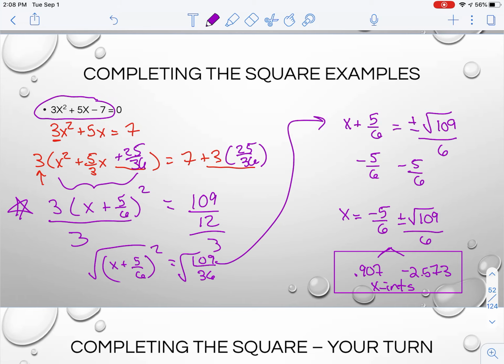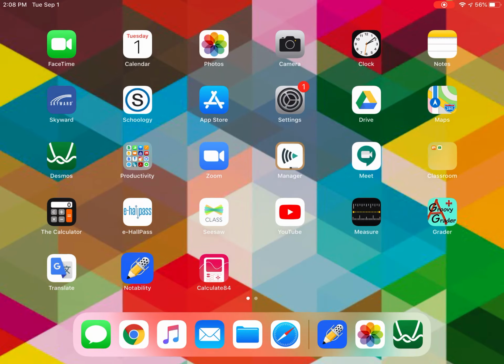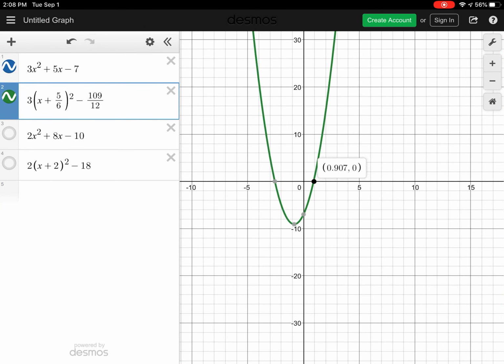And we can always get back to the graph to confirm them. Okay, so let me go back. 0.907, negative 2.573. Okay? All right.